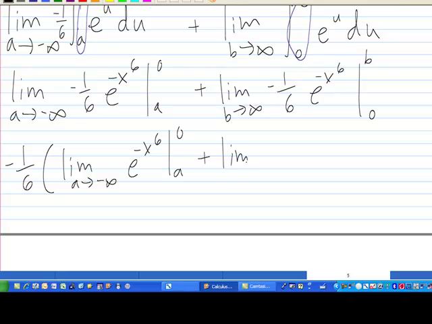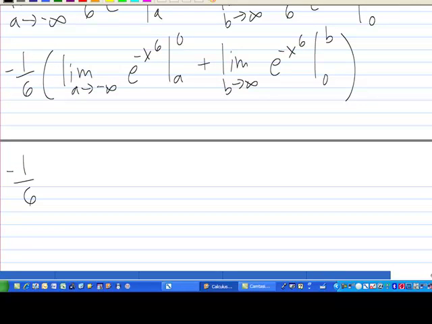Plus the limit as b goes to infinity, e to the negative x to the 6th from 0 to b. All that has been done has been factoring out that negative 1/6. Okay, then it's just a matter of plugging in those bounds.